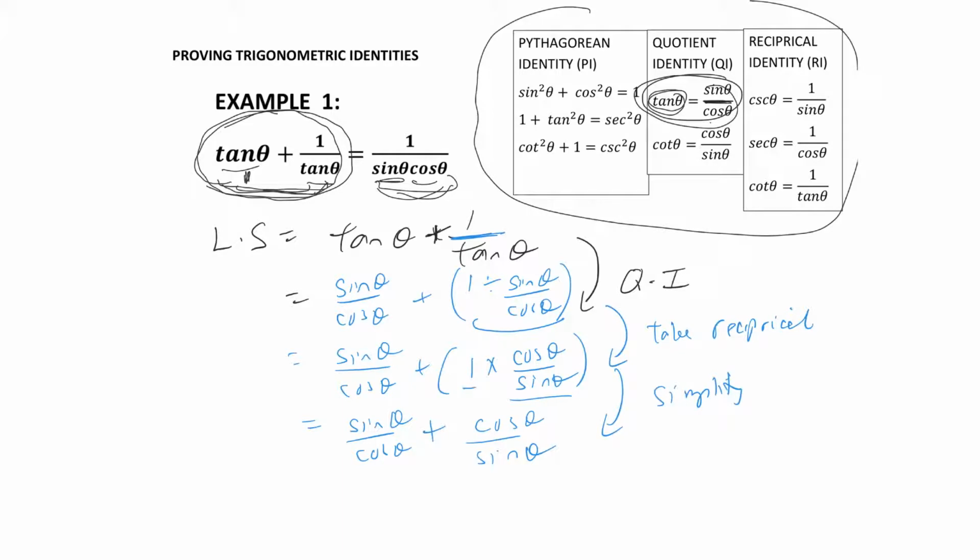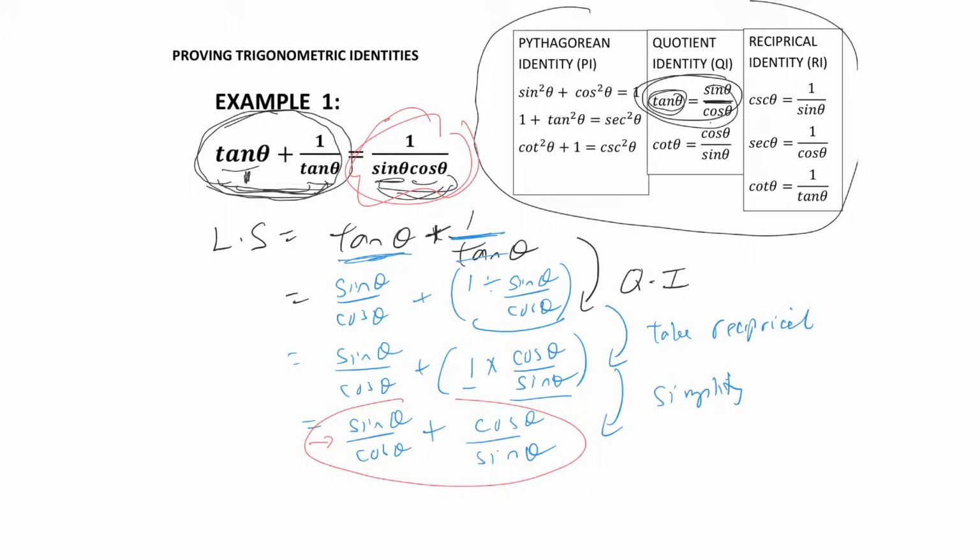So now if you notice here, look at my left-hand side. It started with a tan, but now I have some sines and cos, which is great because look at the right-hand side. I'm aiming to have some sines and cos, but notice how they're not exactly the same thing. This does not look anything like this yet. So we're getting there. So now we have two separate fractions.